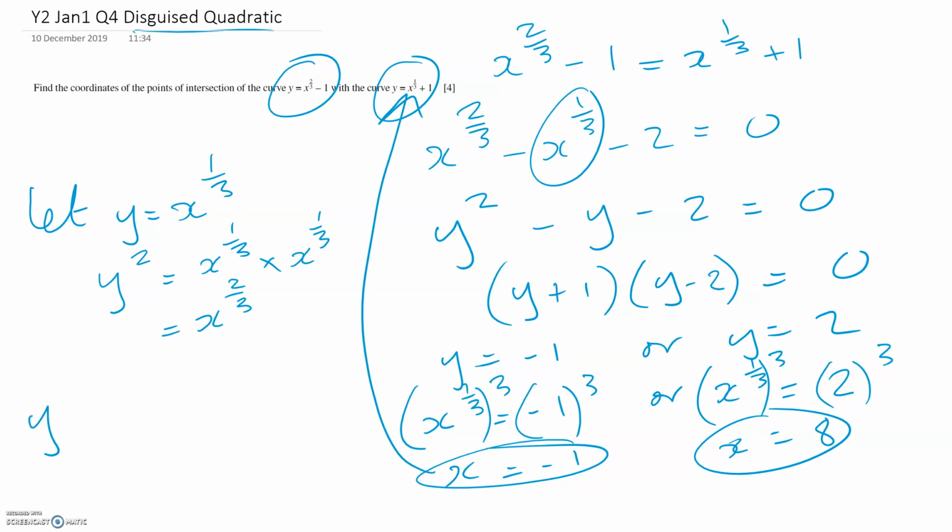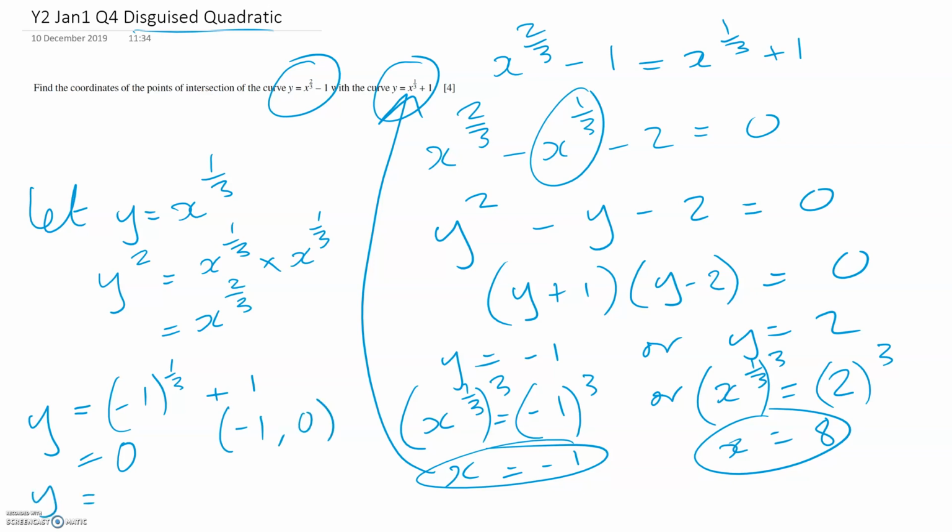I would put them back into this one because it's slightly simpler. So y is going to equal minus 1 to the power of 1/3 plus 1, which means the cube root of minus 1, which is still going to be minus 1, so y would equal 0. So that's going to give us the point minus 1, 0.